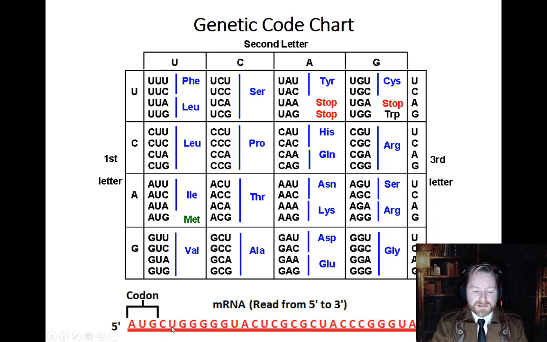The second one, CUG. Here's C's. Here's U's. So somewhere in here. G is the last one, but you can see that all of these code for the same amino acid, LEU. And we use this code in that way to be able to help determine what amino acid is going to be brought in based on the messenger RNA.